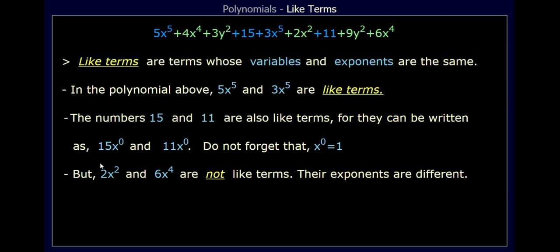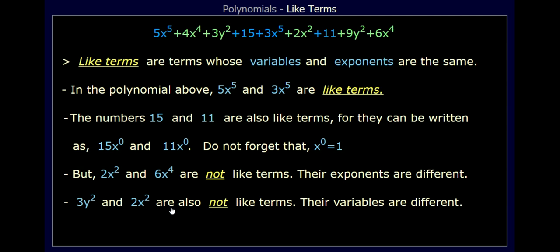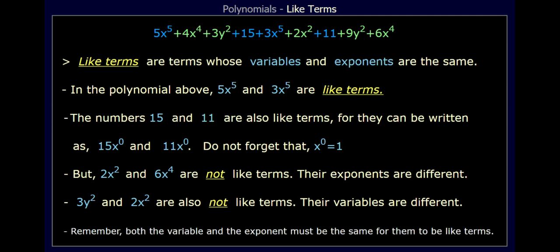But on the other hand, 2x squared and 6x to the 4th are not like terms. How come? Well, the exponents are different. They have the same variable, but the exponents are not the same. And then we have 3y squared and 2x squared. The exponents are the same, but their variables are different. So the key is to remember that both the variable and the exponent must be the same for them to be like terms.